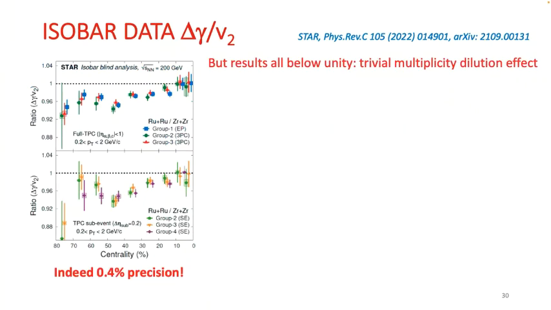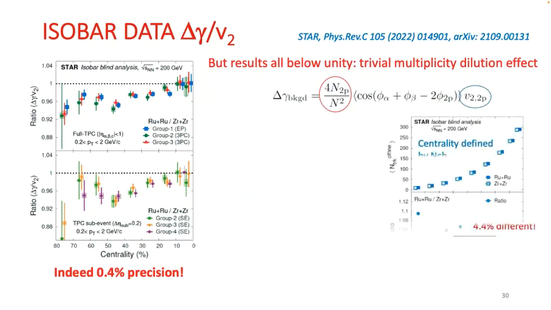And so again, this is the delta gamma over V2 measurement between the 2 systems, and now this is as a function of centrality. And this would be the background. The V2 is taken care of by the ratio there, but there is this prefactor, okay? And this is inversely proportional to multiplicity. And if your multiplicities are different, then you automatically get a difference. And the multiplicities are very different, actually more different than one would expect, a few percent.